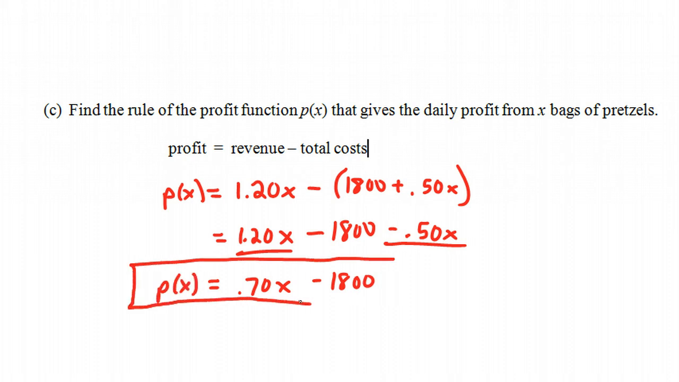Okay, and you always want your profit to be positive. In fact, you always want your profit to be as big as possible. So notice the bigger x is, the bigger P of x will be. Now, for small values of x, your profit could be negative. You could be losing money every day. But once the x is big enough, you will start gaining a profit. You'll have a positive profit.